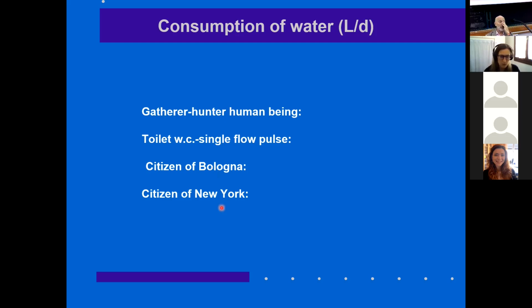And what about the North Americans that generally are more exploiting water resources? Take into account that an average citizen in New York have a supply of about 500 liters per day. So we have started from 3, and in some places of the planet, we are arriving to 500, with an increase of 2 orders of magnitude between the basic needs of a gatherer, hunter, human being, and a modern citizen in the North America situation.